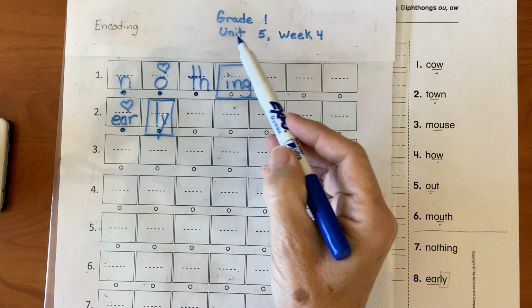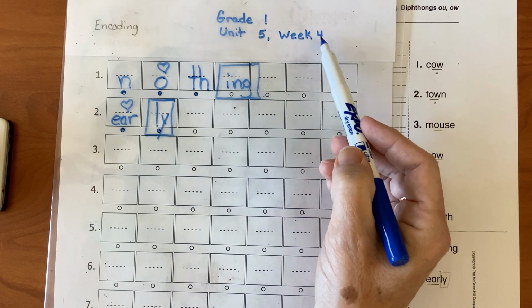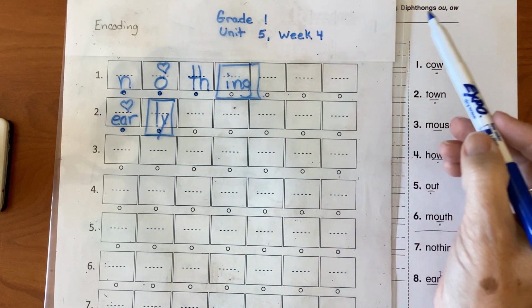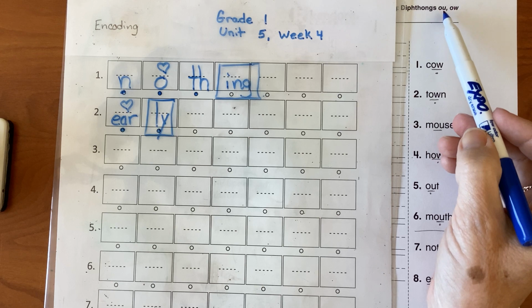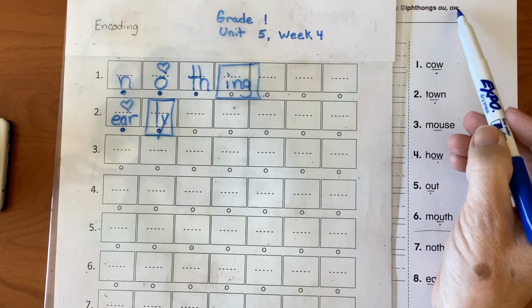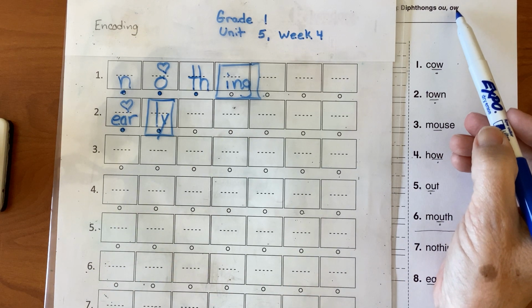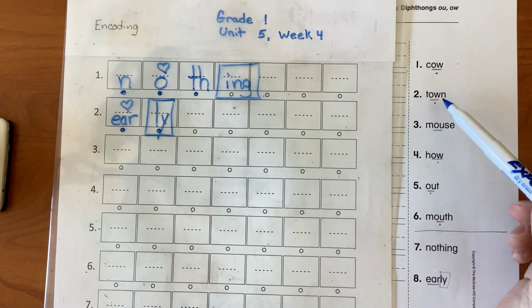Okay, those are your words for Unit 5, Week 4, Grade 1 with diphthongs. O-U, where we mostly use that one in the middle, and O-W, and we mostly use that at the end, but in some cases we put it in the middle.